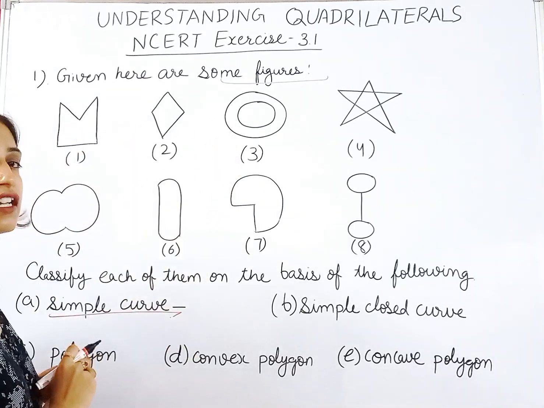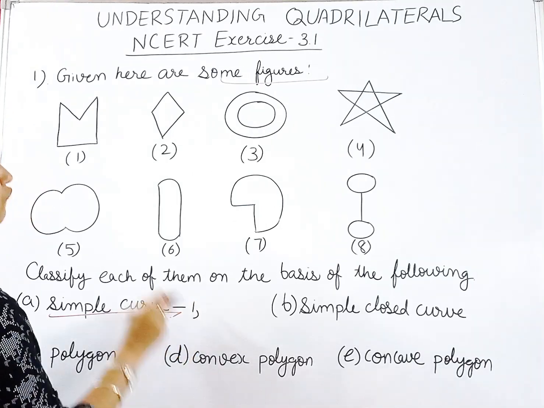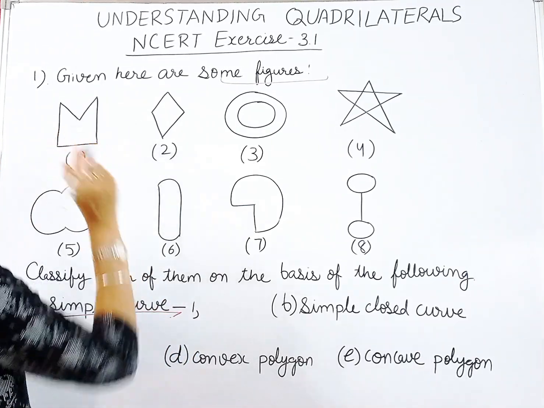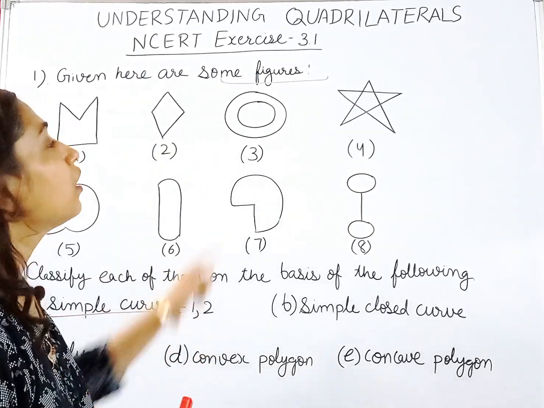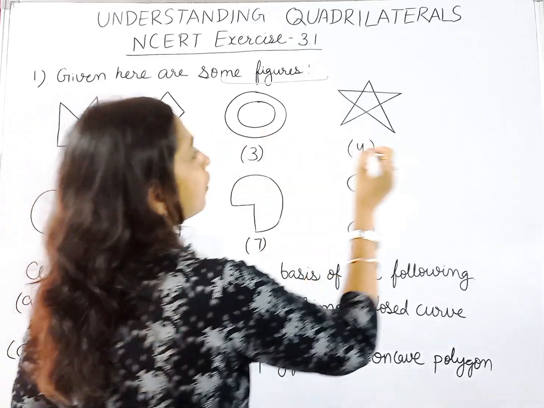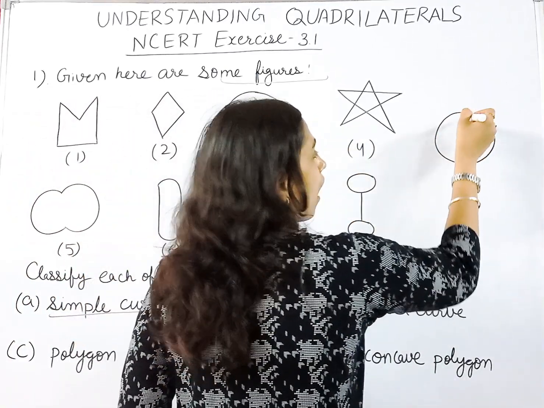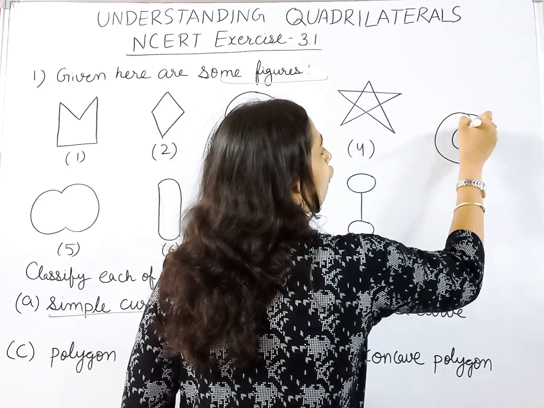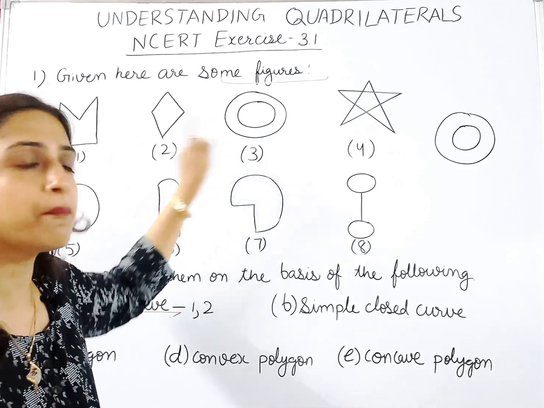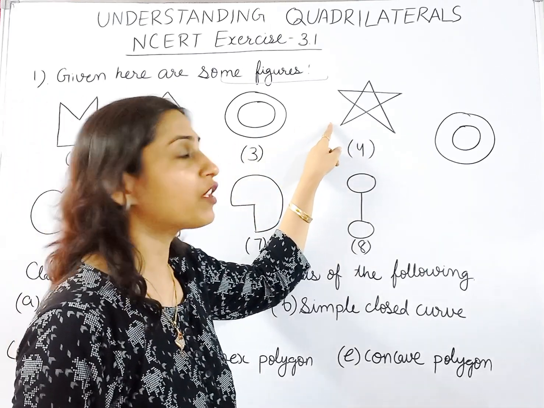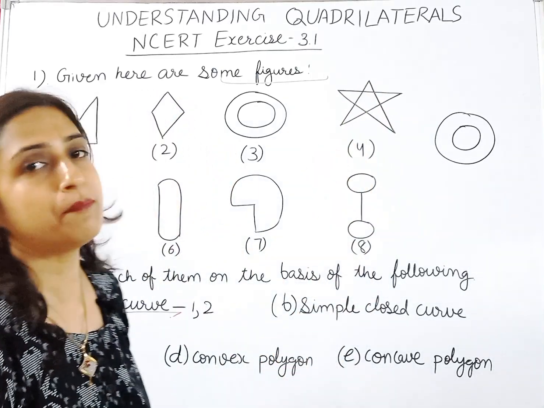So out of these 8 curves, this first one is definitely a simple curve. The second figure is also a simple curve. In the third curve, if we have to draw this figure, first I have to draw this curve and after lifting the hand, I have to draw this second curve. So that's why this third figure is not a simple curve. Similarly, in this fourth figure, all lines are intersecting, so this is also not a simple curve.